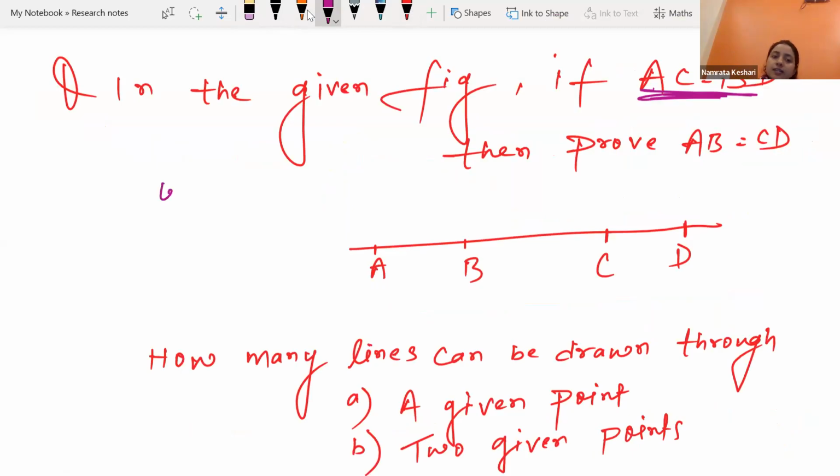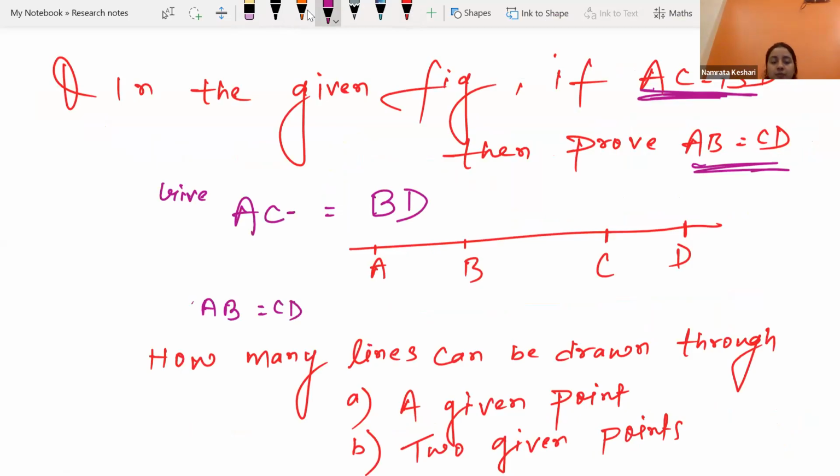We will say that it is given over here that AC is equal to BD. Now, by using an axiom, we have to show the proof. From the given we have to show that AB is equal to CD. Now we don't know how to show it, so we are thinking, let's subtract BC from both sides. Now the question is, is it allowed, all of a sudden subtracting BC from both sides? So yes, it is allowed.